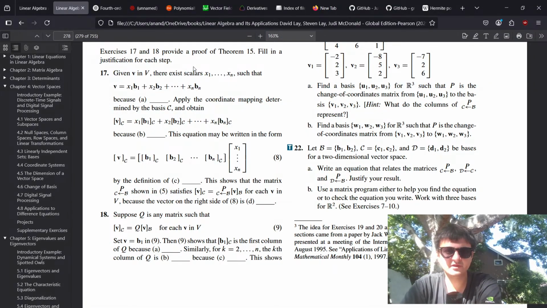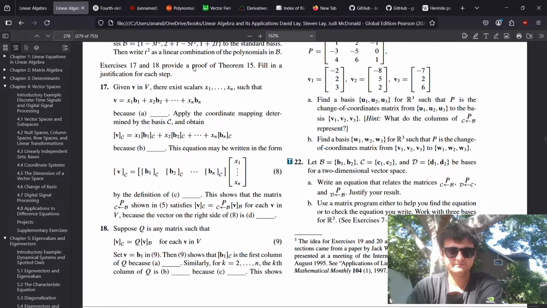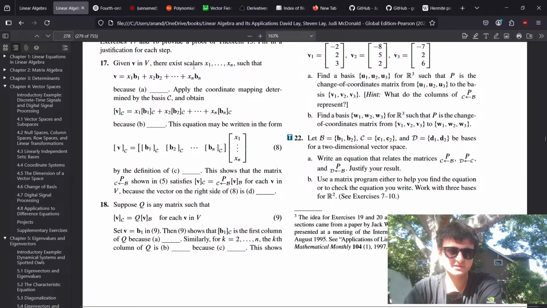Given vectors, there exist scalars such that the linear combination of x and b equals v. Because of this, apply the coordinate mapping determined by the basis C. Wait, I'm lost. What?